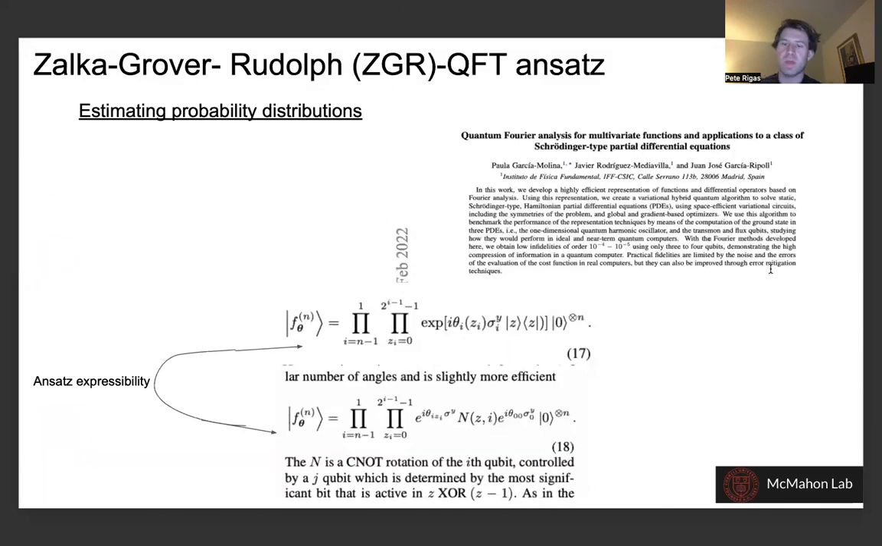And to determine whether the algorithm can also be applied to other partial differential equations, we'll have to make use of the Zalka-Grover-Rudolph, or ZGR, QFT ansatz. The main objective in introducing this quantity is so that we can position the quantum simulation in an advantageous initial condition so that we can maximize our coverage of the Hilbert space. And this is also related to estimating probability distributions.